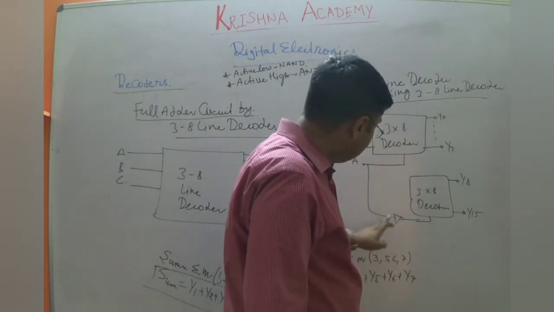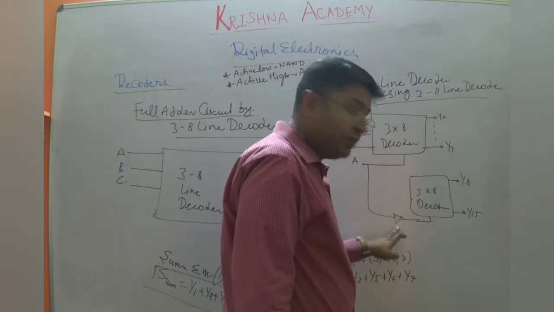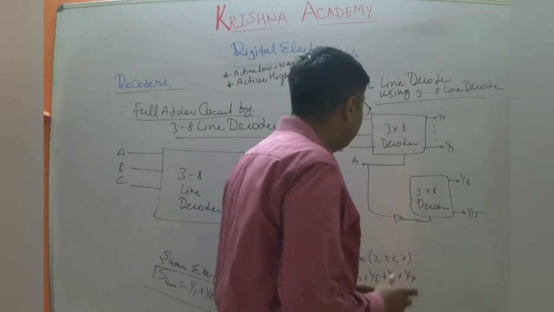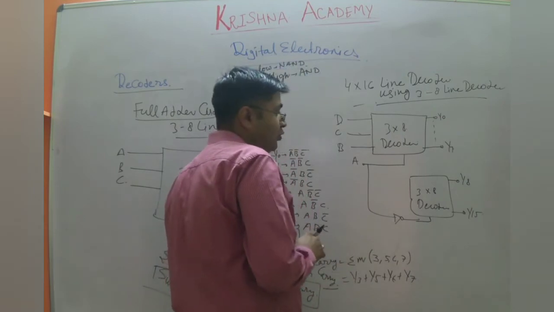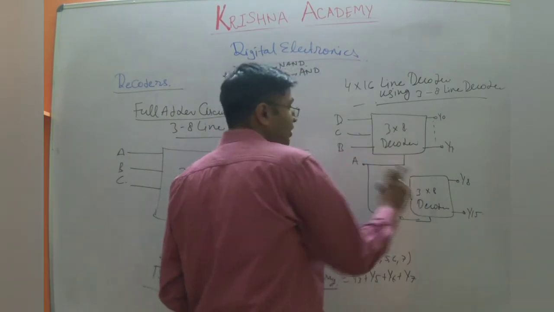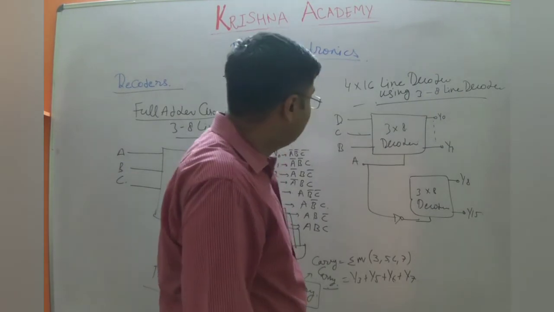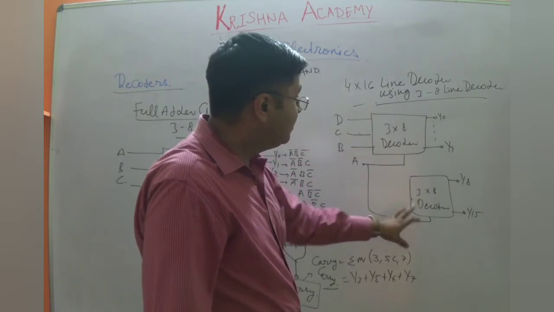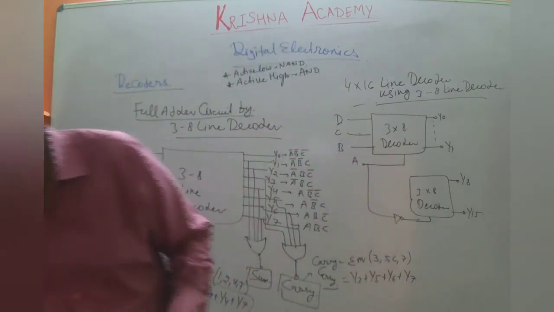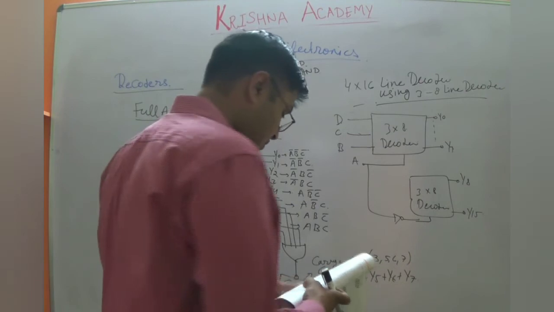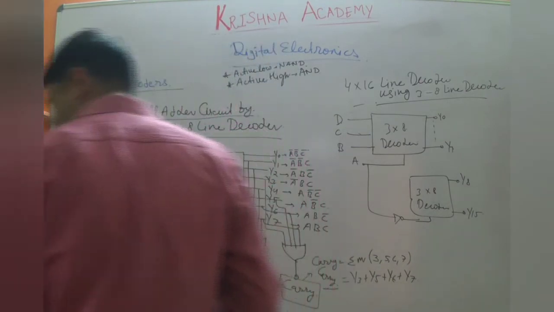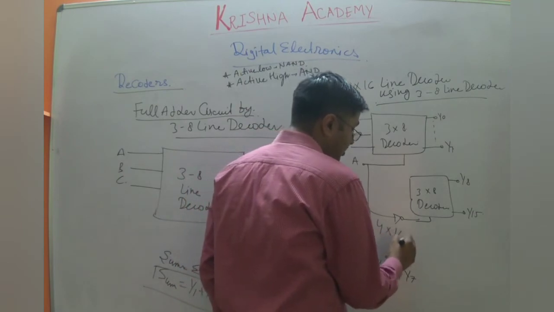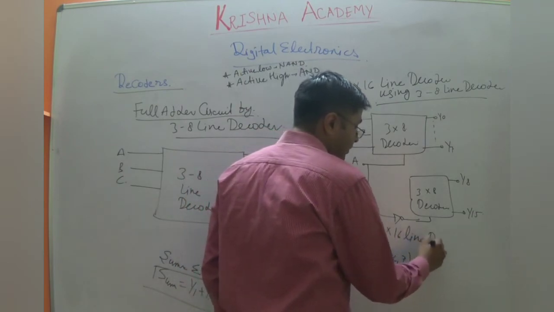has been used in inverted form, logical inverted form, to the other 3 to 8 line decoder. So this is how you are going to implement this particular circuit, and this output will enable this, and you will get 16 outputs out of this one. This is called 4 by 16 line decoder.